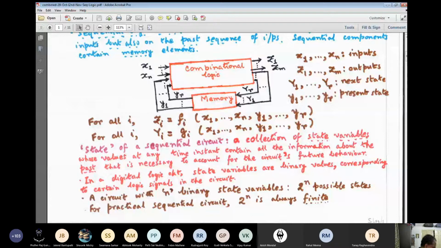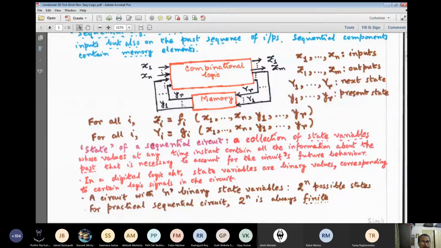If you remember, this was the major block diagram where the entities are in the form of vectors. This is the input vector consisting of say n number of input signals. Then we have m number of output signals, and capital Y1 to capital Yr stand for the next state inputs. Basically, they happen to be the excitation inputs of different flip-flops. Also small y1 to small yr stand for the present state variables. Basically, they are the outputs or the state outputs of the flip-flops.